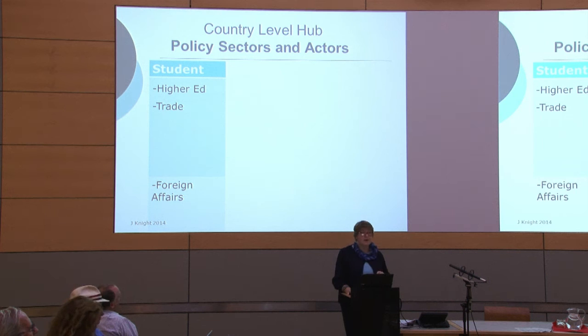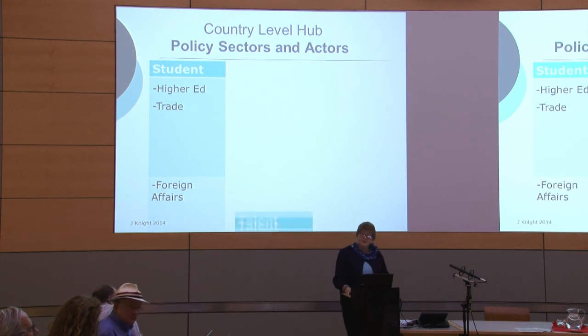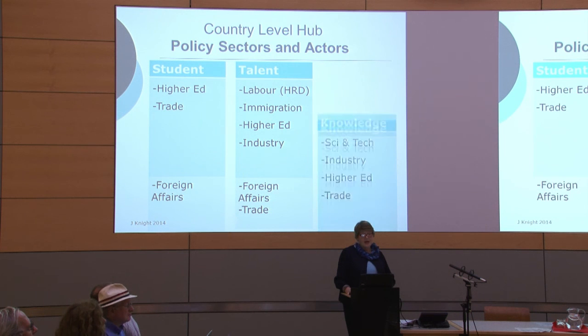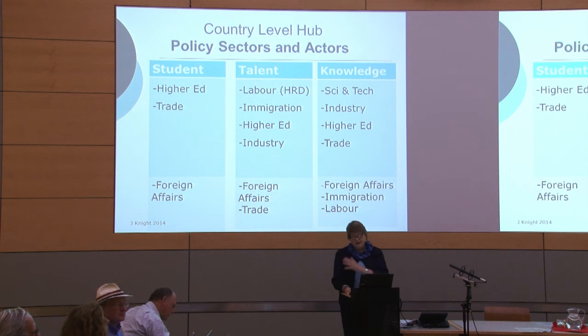for the student hub? Yes, it's higher education and trade and foreign affairs. But when we move to talent, what happens? Labor is number one. Immigration is more important. Higher education and industry. And when we move to the knowledge hub, it's the science and technology actors, it's industry, trade, and higher education. And so you can see some of the differences in rationales are certainly driving who are the major actors.